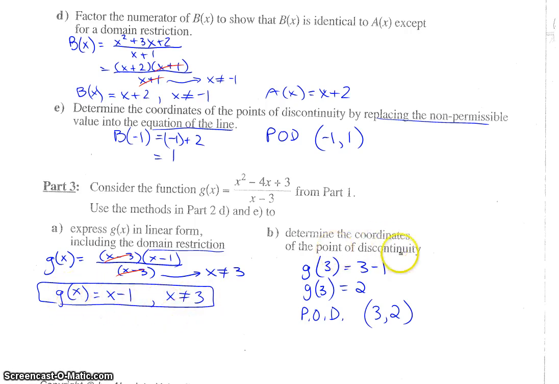Okay, to find the coordinates of the point of discontinuity, we know x can't equal 3. So if we put 3 into our simplified form, we get 3 minus 1, which is 2, and therefore our point of discontinuity is at 3 for x, 2 for y, and there we go. Good job. Let's take a look at the next page.